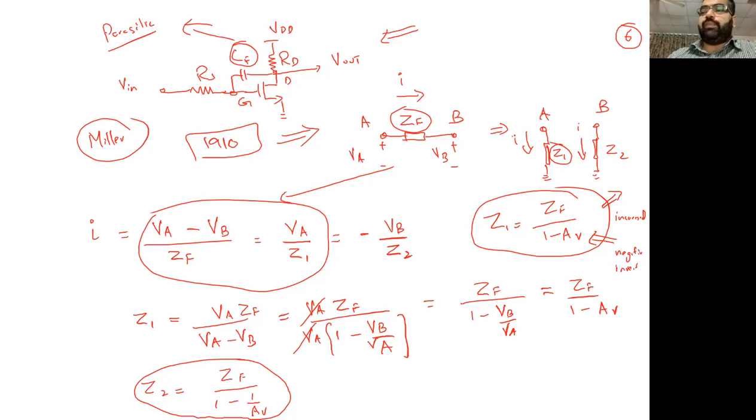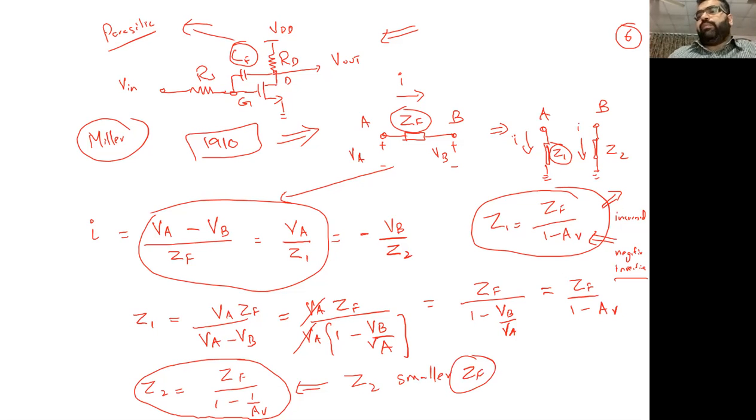Okay, it should be in inverting configuration, and Z1 will be enhanced, will be increased. On the other side, Z2 will be decreased, or will have a smaller value as compared to ZF. So this is the information which we are getting. And again, the same thing, AV should be negative, an inverting configuration value.